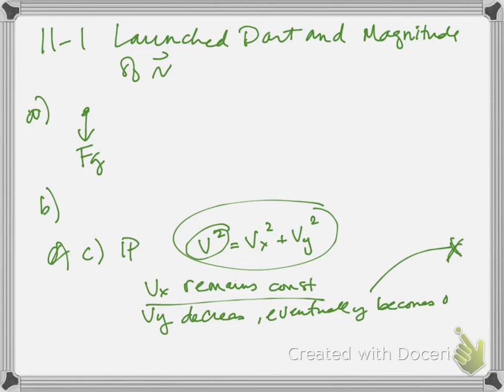1 point for indicating that velocity has two components, the vertical and the horizontal. 1 point for indicating that Vx remains constant while Vy decreases. Again, this is only the on the way up portion. 1 point for saying that the resultant velocity decreases because the resultant velocity is the vector sum of Vx and Vy, so something like this. 1 point for saying that V cannot be zero because Vx is never zero. And then 1 point for the logical paragraph.